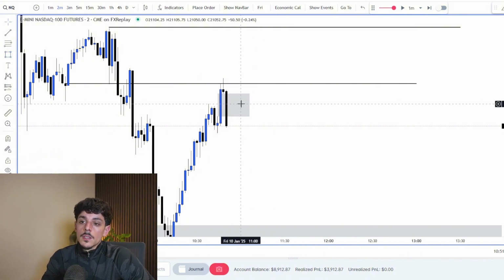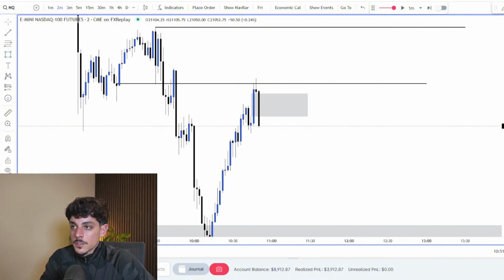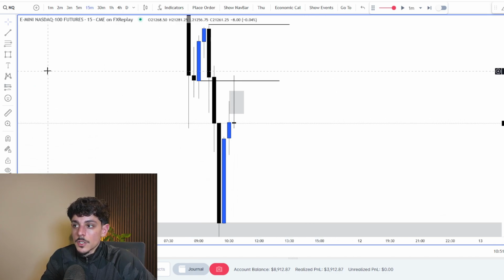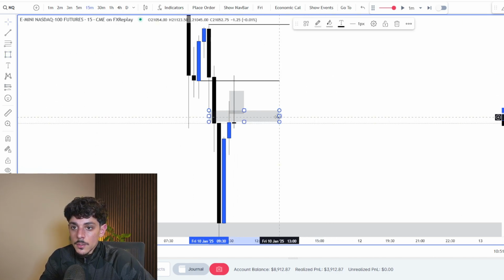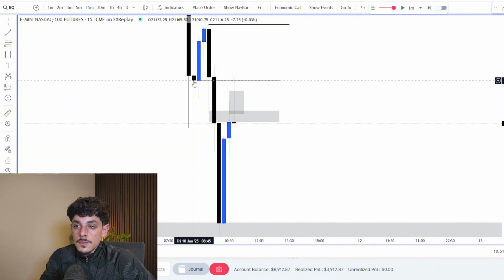So again, this is the type of confirmation you guys should be looking for. On the 15-minute chart, we have a gap here that we're holding right now. We tapped this 15-minute order block.